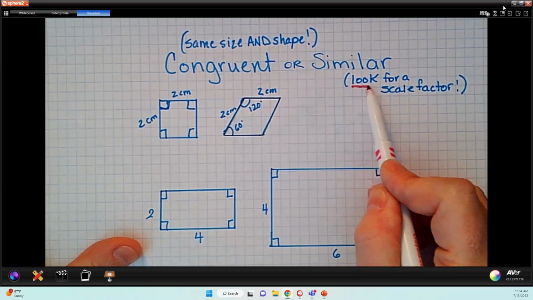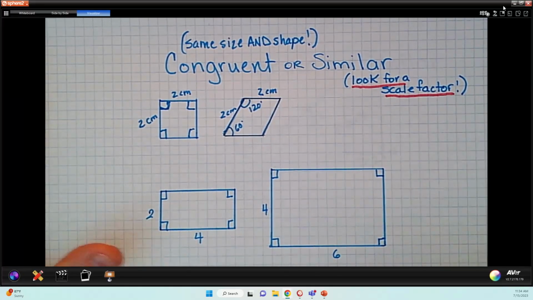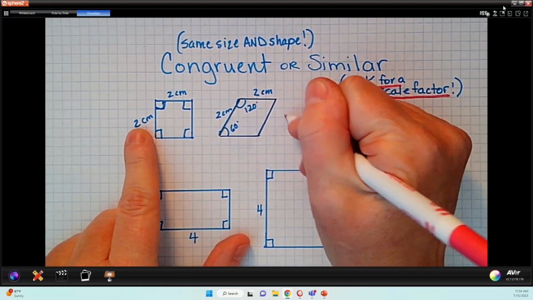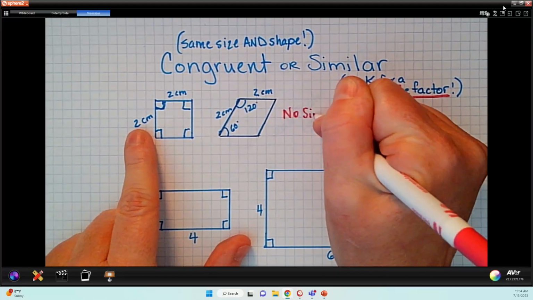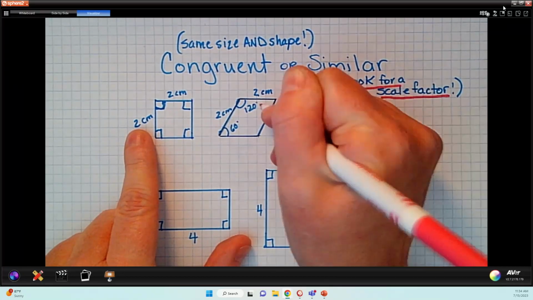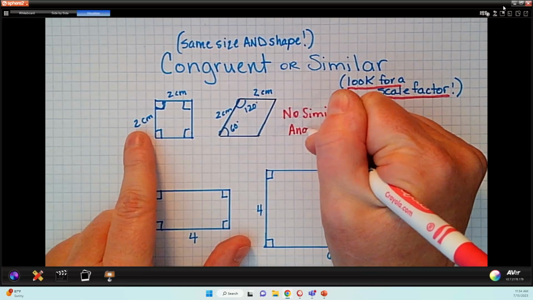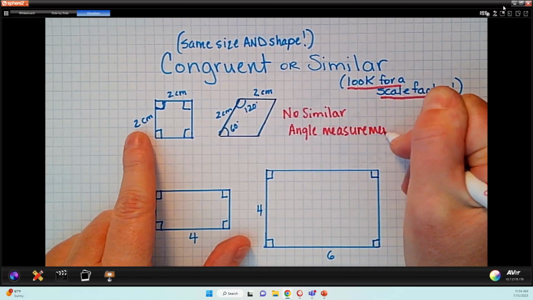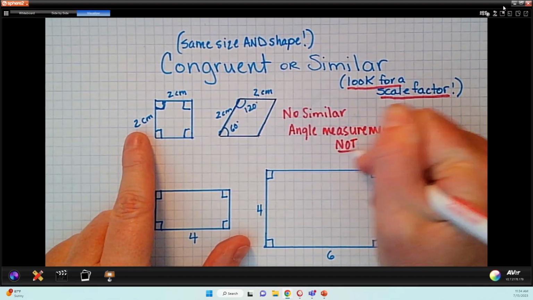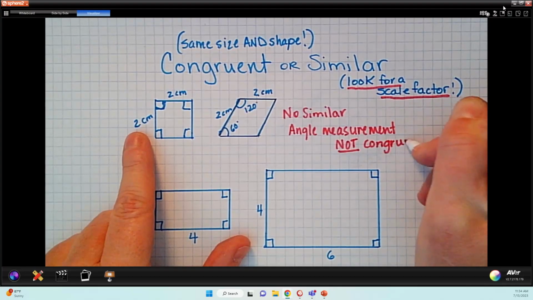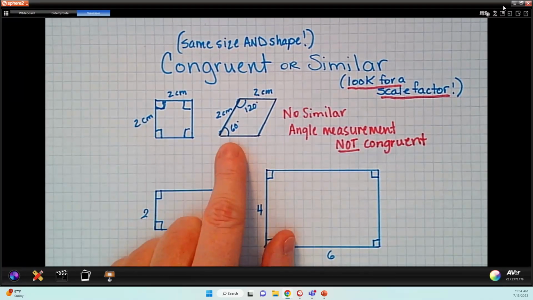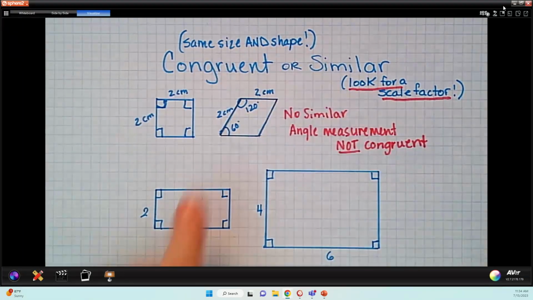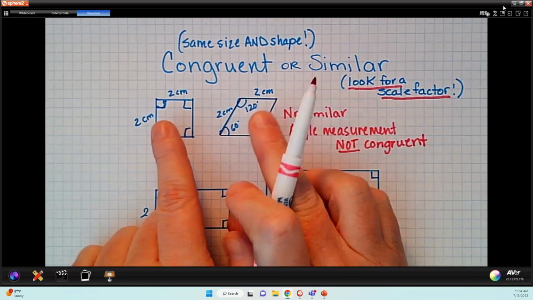But what we want to look for is the scale factor. So the argument that these two are similar because they have the same sides, they are not. They're not similar. And the thing that gives it away for this is the angles. The angle measurements are not the same. And in order for a shape to be similar, and I'm going to use the word congruent, they're not congruent. So in order for them to be similar, they would have to have the same angles. So if we straightened this up and made this a square, they would be congruent. They would be identical shapes.